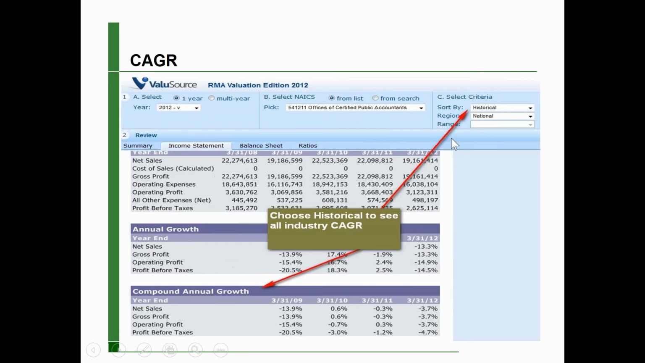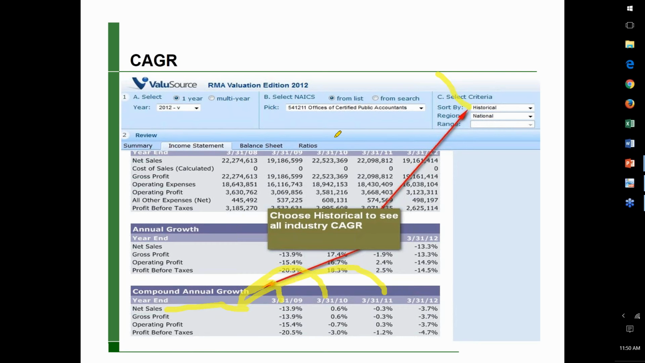Next schedule down is compound annual growth. Based off of the historical numbers, we can go to a particular area and say, okay, the base year was 2008, and we can calculate compound annual growth based off of the average net sales for each of those categories. And we can do that off of the average.